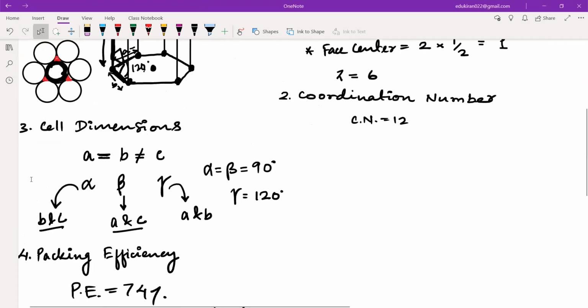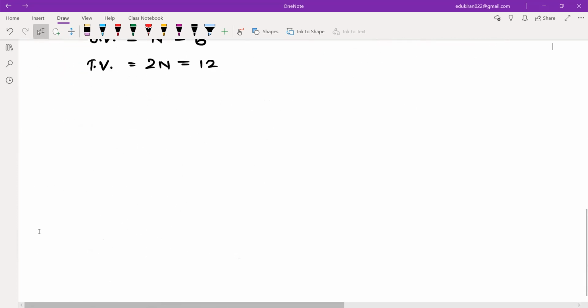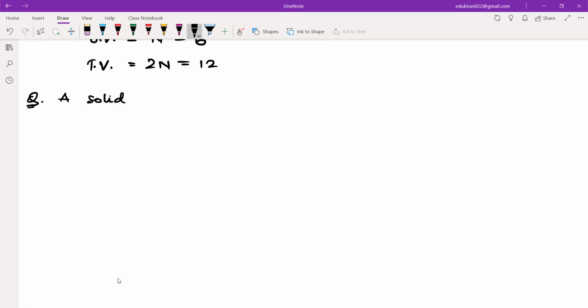So since we have done most of the things, let me write one question similar to what we did in FCC also. Okay. So my question is, a solid forms HCP lattice. ठीक है, लैटिस मतलब सॉलिड का जो स्ट्रक्चर है HCP लैटिस है ना.